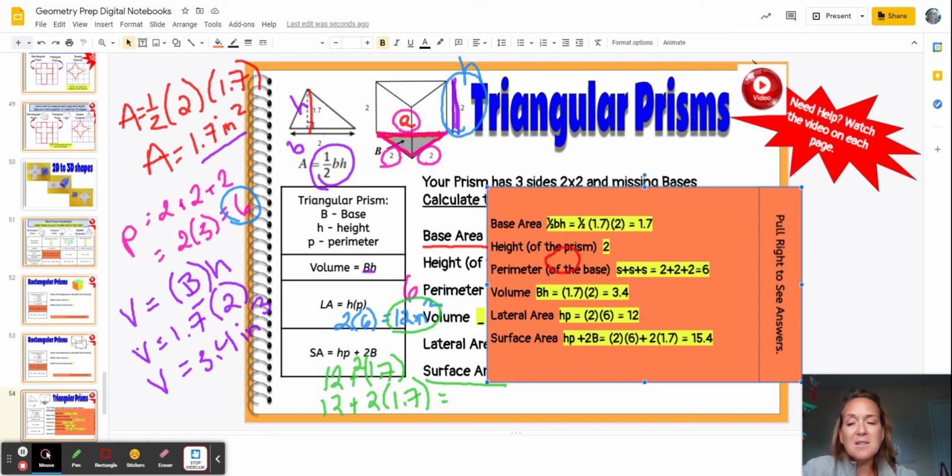Hopefully that made enough sense that you can try the second one on your own. Try it. These are the hardest. Don't get stressed out here and then not go on to pyramids, because I honestly think pyramids are a little bit easier than triangular prisms. So give it a go. Go to slide 55, and I'll see you there in a minute.